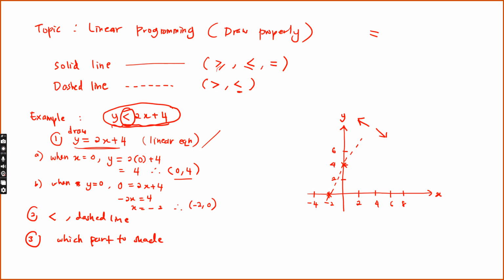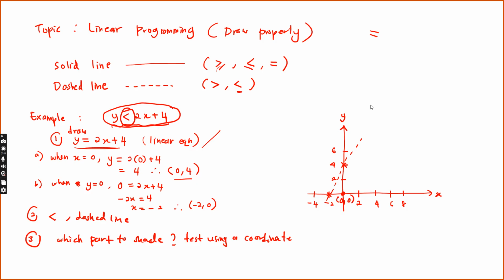But manually, in order for us to identify which area to shade, we can identify by testing a point, or testing a coordinate. The coordinate that I want to take here is 0, 0. Normally we just take the origin 0, 0. Later on we check if it is true, then we shade this side. If it is false, we shade the area that does not have point 0, 0.